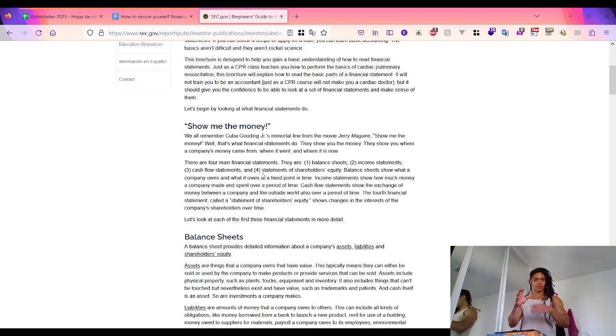Now when I look at the balance sheet, after all, it shows you the company's assets, liabilities, and shareholders' equity. Assets are anything that a company owns that has value. They can typically be either sold or used to make products and services. You have tangible assets and intangible assets. The first are things that you can touch, for example land, property, machinery, tools, inventory. Intangible assets are things like trademarks and patents.